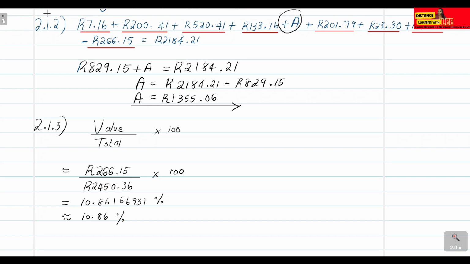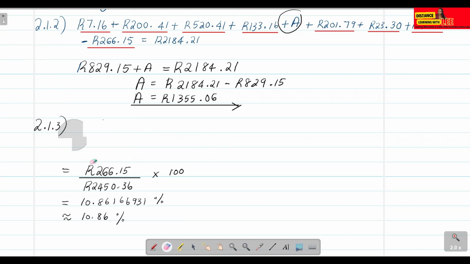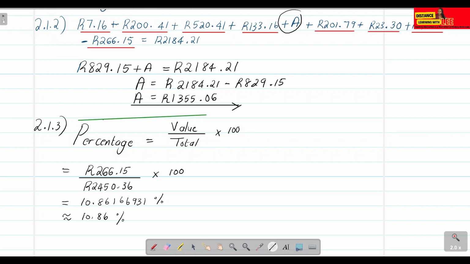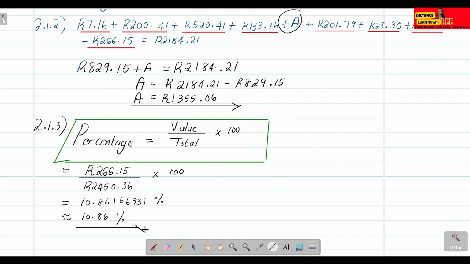So this is basically the formula that you can always keep in mind if they want you to calculate the percentage of something. The percentage is equal to the value of whatever item or amount you want to calculate the percentage of, divided by the total, multiplied by 100, because you just want the percentage. If you have this in mind, you'll never go wrong when you have to calculate the percentage of something. So we are done with question 2.1.3.